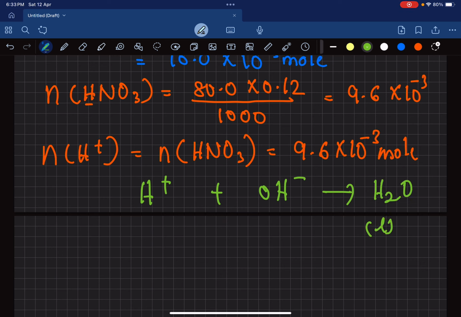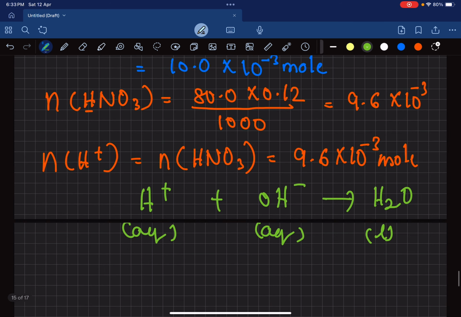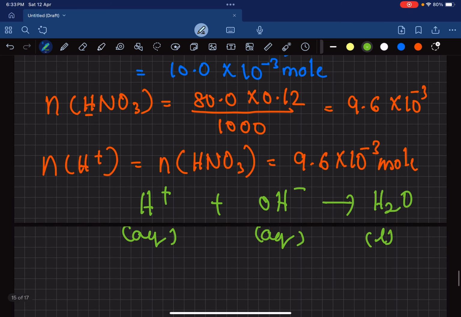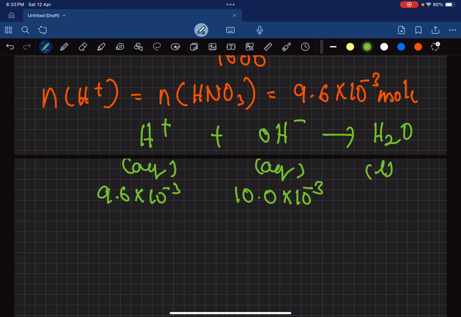This is liquid, this is aqueous, right? So the ratio is 1 to 1 to 1 to 1. Hydrogen is 1, hydroxide is 1. So how much hydroxide do I have? I have 10 times 10 to the power of negative 3, and this one is 9.6 times 10 to the power of negative 3. I hope you can see here, there seems to be more hydroxide compared to hydrogen.